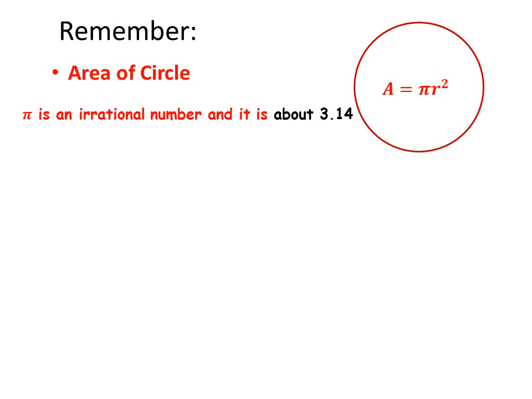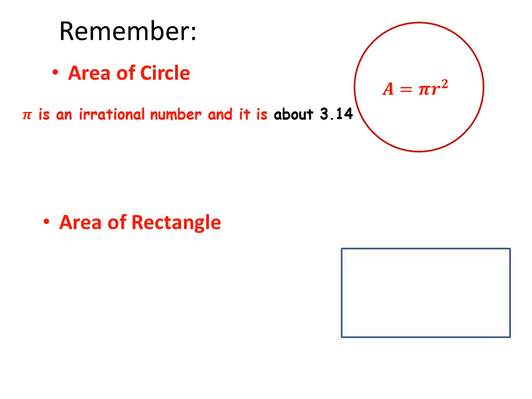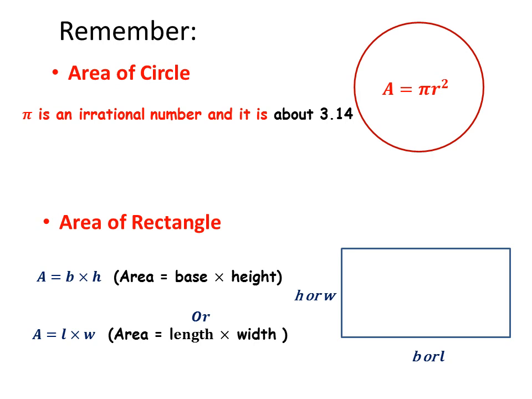The second thing, we must remember how to find the area of a rectangle. Of course, the rectangle is a two-dimensional figure and it has two dimensions, length and width, or base and height. So this is the base or the length, and this is the height or the width. And how to find the area of a rectangle? Only multiply its two dimensions. So A equals base times height, b times h, or area of rectangle equals length times width.